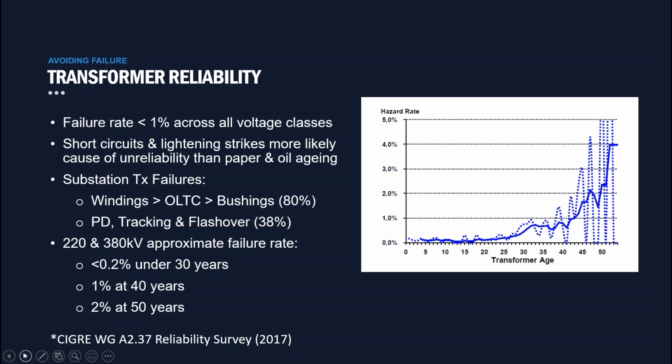And recently I was working with a company in New South Wales, where an unexpected failure of a furnace transformer occurred. It stopped production, and it was costing the company $40,000 per hour. Short circuits and lightning strikes are more likely to cause unreliability than aging of the oil and the paper. So this was something else that I read from one of these surveys.